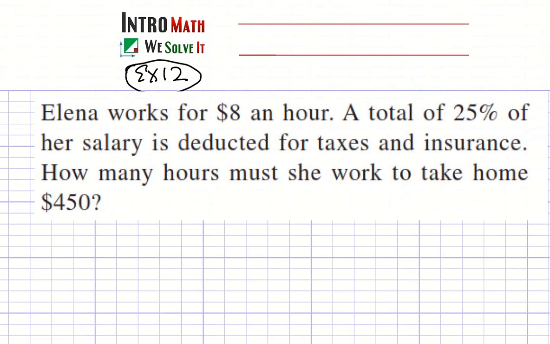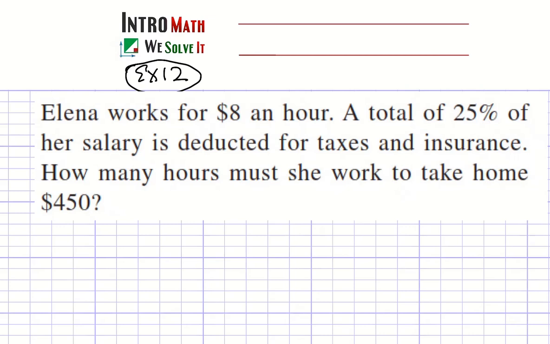So we're going to shift gear to a different type of problems. The problems now are about payroll, work hours. Okay, see the first one there. It says that Elena works for $8 an hour. A total of 25% of her salary is deducted for taxes and insurance. How many hours must she work to take home $450?